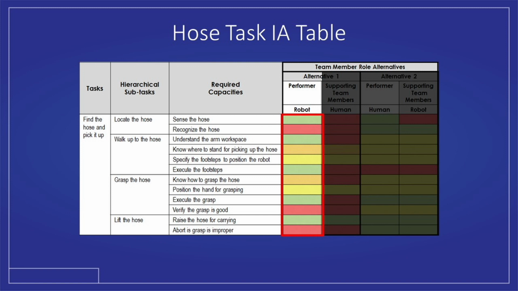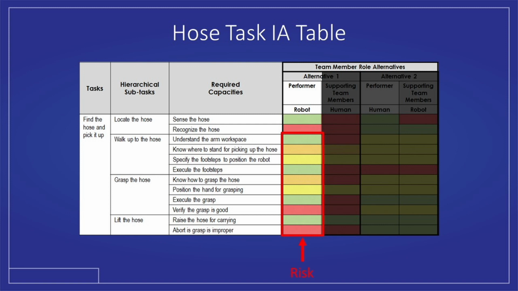Let's say we wanted to automate the task after the hose has been recognized. Is that possible, and what is the impact of that design decision? The only red is on verification of the grasp and aborting if it's improper. If I am willing to accept that risk, then it is feasible to automate this portion of the work given the current state of development, but you do so at some risk.